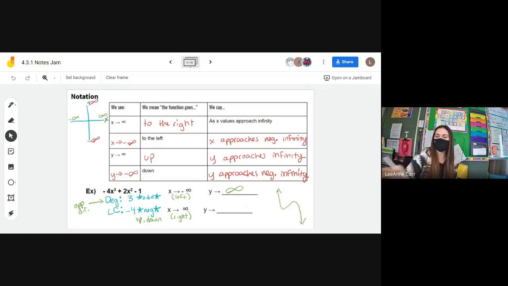Help me out. Y is approaching what? Brianna, do you know? If I want to say that y on the right, we're going down, I'm going to say y is approaching negative infinity. All right. Good. There we go. Thank you, Evelyn.